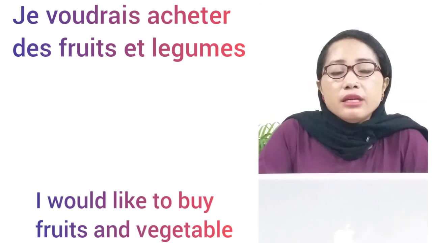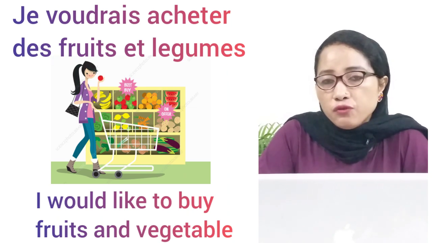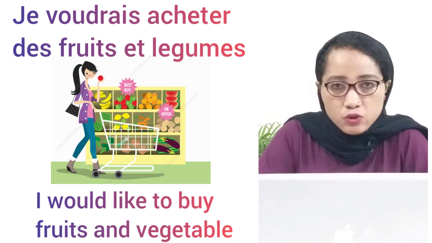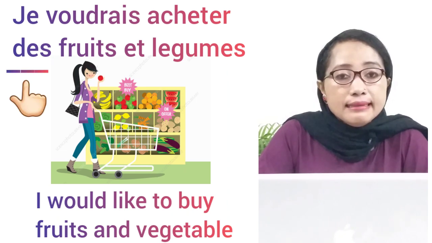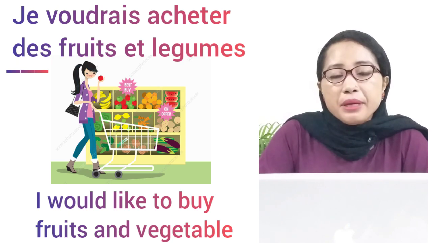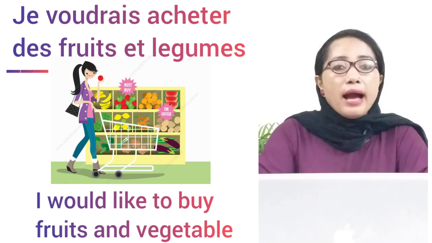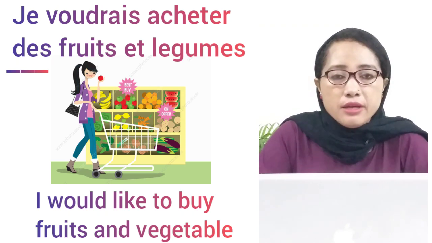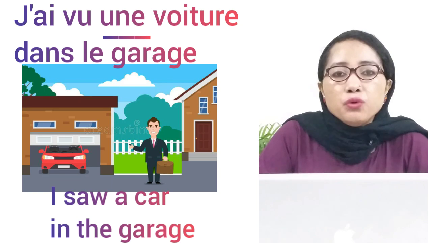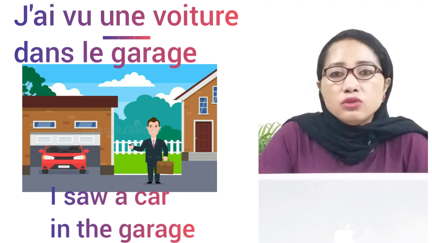I'm giving you some sentences which will help you to understand better the difference between definite and indefinite articles. For example, je voudrais acheter des fruits et légumes. I use here des fruits et légumes. Des fruits, why? Because these are non-specific fruits, right? So I use the indefinite article here. J'ai vu une voiture dans le garage.